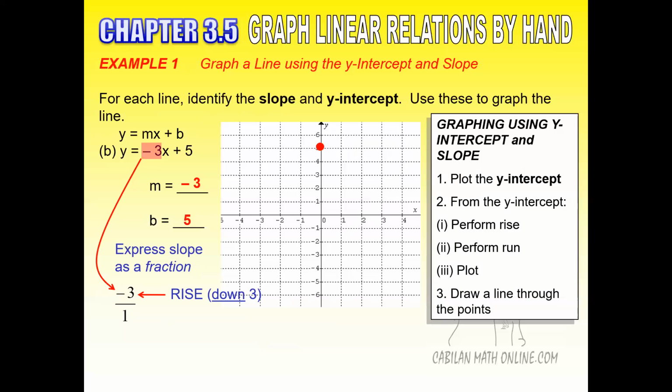So from the y-intercept, we're going to go down 3, and this one tells us to go right 1. So we're going to do that right now. From the y-intercept, which is that dot that we've plotted in the first step, we're going to go down 3 and then right 1, and then plot the point. Okay, and last but not least, connect the 2 points there with a straight line. Okay, and don't forget to label the line accordingly. That's pretty much it.